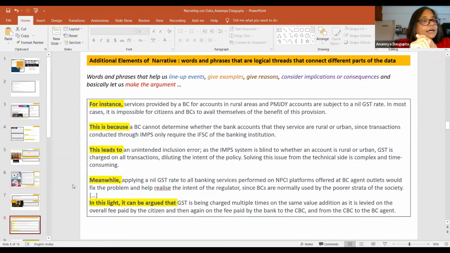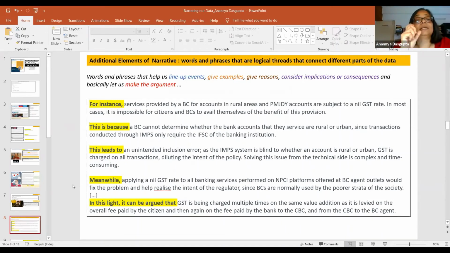"This is because." Again, a lovely phrase. This is something that allows you to look at reasons, causality. Why is this happening? Ask. It allows you to ask the kind of question where you are looking for a reason to explain what is going on, right? It turns out that when we are telling a story, we are doing different things as well. To substantiate a story, we might have to give examples, we might have to give reasons, and we might have to also consider consequences or implications. So for example, this leads to an unintended inclusion error, right? This leads to a certain kind of consequence. So the implication of this is blah, right? Again, a very, very useful phrase.